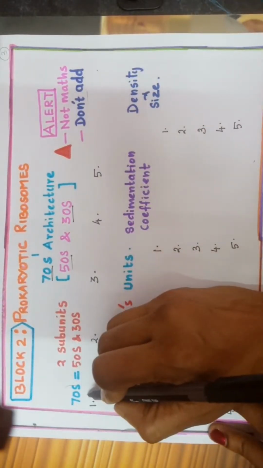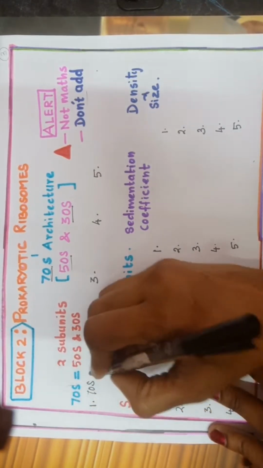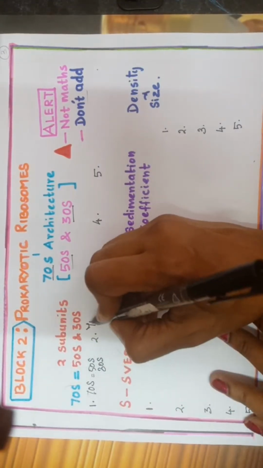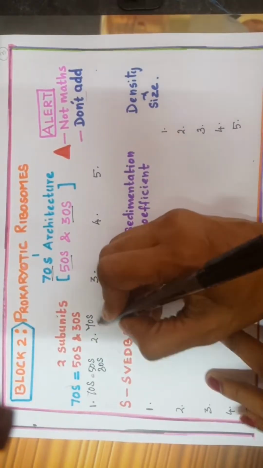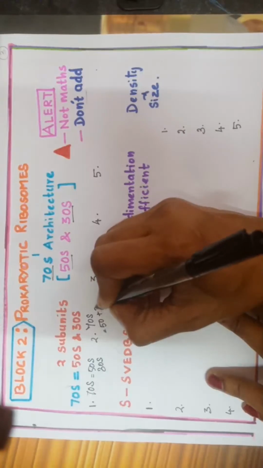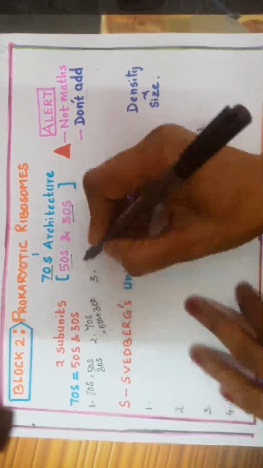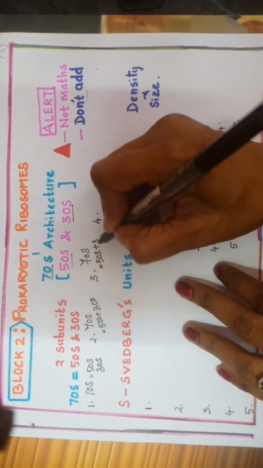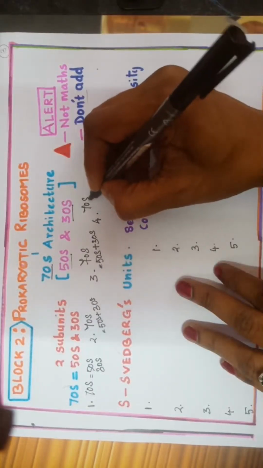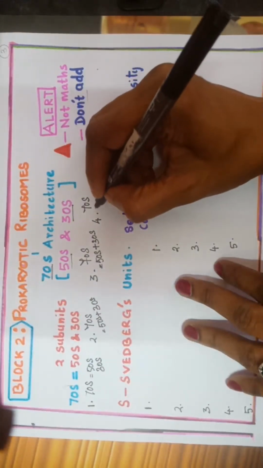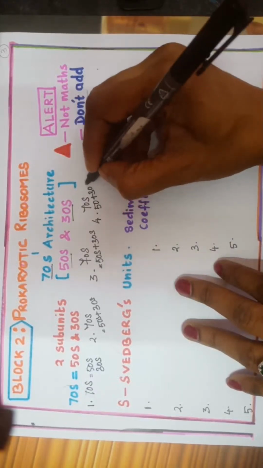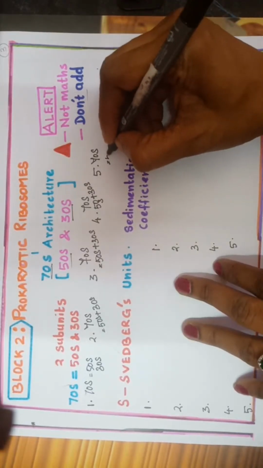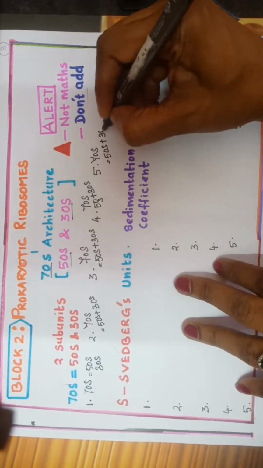So we are going to write it 5 times. 70S is a type of ribosome. 50S is the larger subunit. 30S is the smaller subunit. 70S is seen in prokaryotes. 70S ribosome is made up of 2 units, 50S larger subunit and 30S smaller subunit. 70S type of ribosomes are in prokaryotes, made up of 50S larger subunit and 30S smaller subunit.